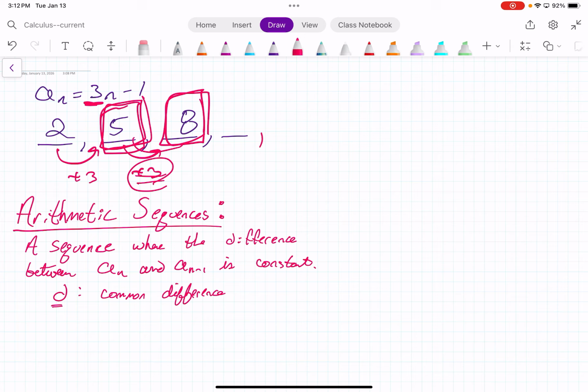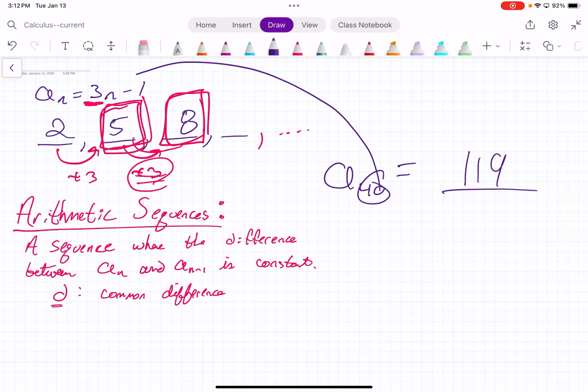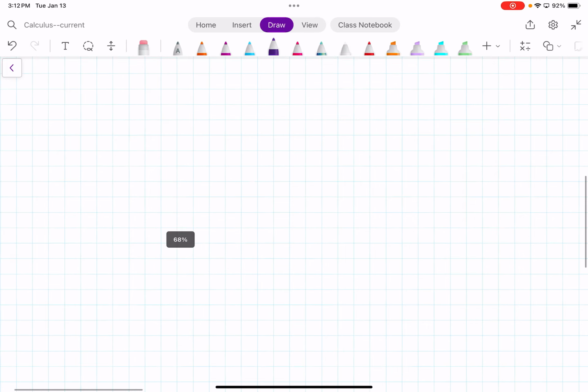So if I asked here that I would like to find a sub 40, that's pretty easy. So if I'm looking for the 40th number in the list, can you tell it to me? No work, answer? 119, right? I'm just going to literally put a 40 into that function, right?